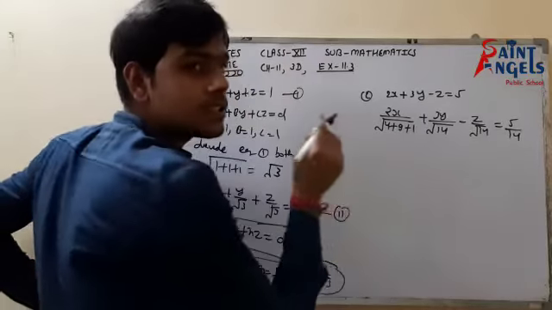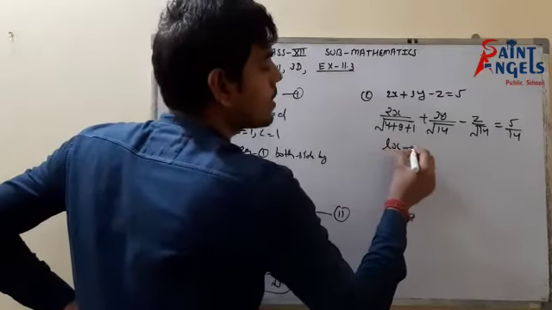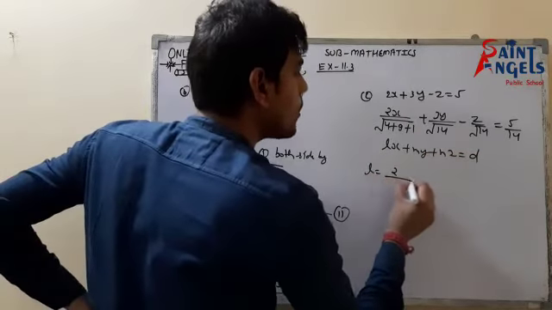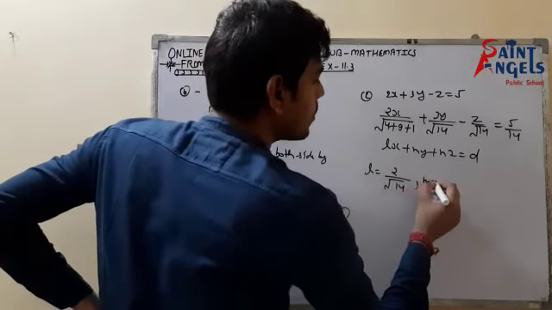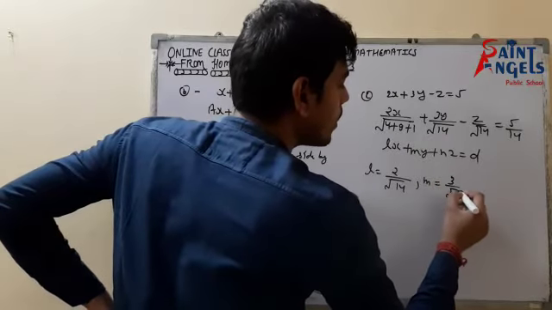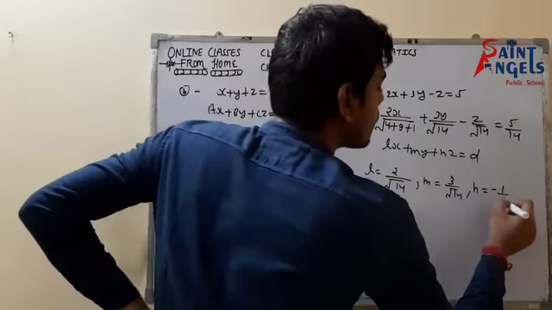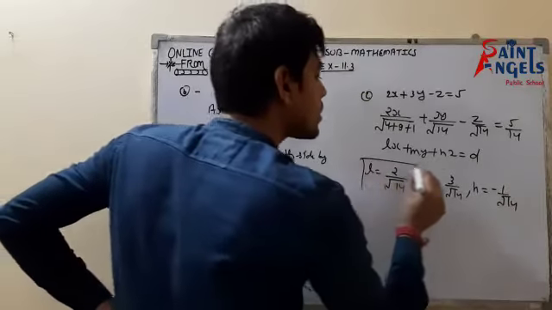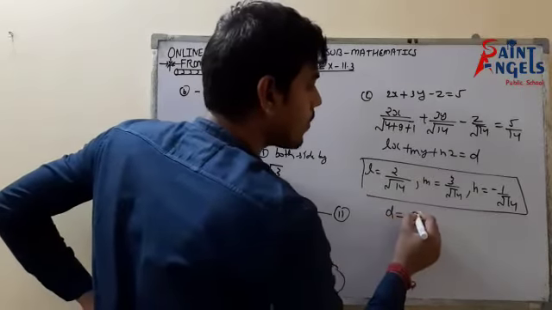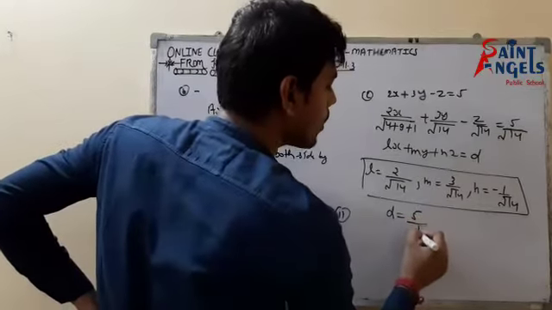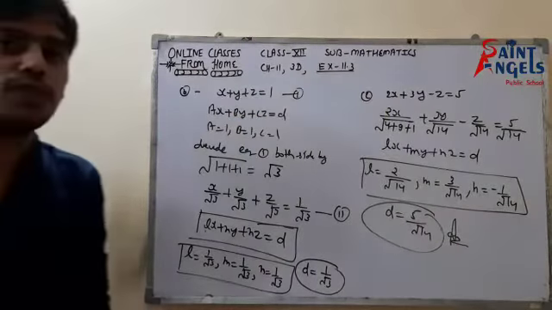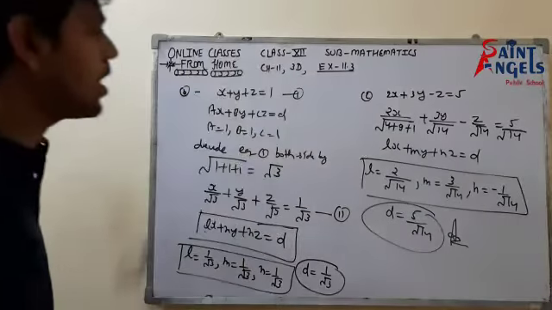Now compare with the standard equation of normal form of plane, lx plus my plus nz equals d. So from here l equals 2 upon under root 14, m equals 3 upon under root 14, and n equals minus 1 upon under root 14. These are the direction cosines of the normal to the plane, and the distance of the normal from origin, d, would be 5 upon under root 14. This is my answer. It's very simple, quite similar to the same concept which we used to study in the 11th class in the case of a straight line in 2 dimensions.